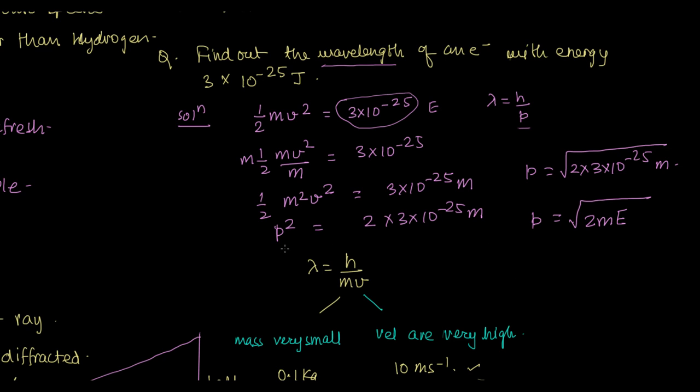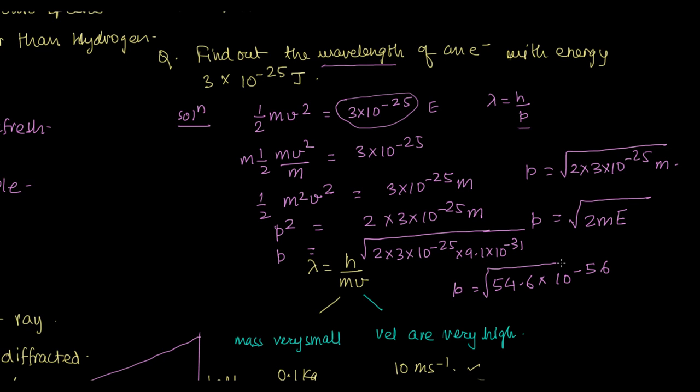Now let us try to calculate our p. So what is p? p is root over 2 into 3 into 10 to the power minus 25 into 9.1 into 10 to the power minus 31, right? And this is equal to what? This is equal to 10 to the power minus 56. So p is equal to, 6 into 9.1 is 54.6 into 10 to the power minus 56, and root over that.